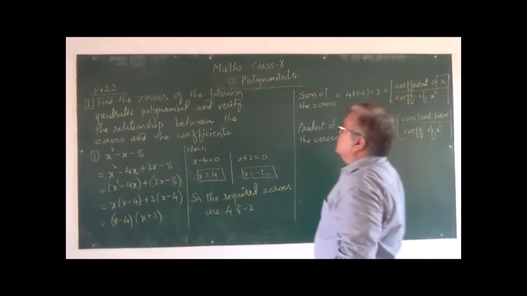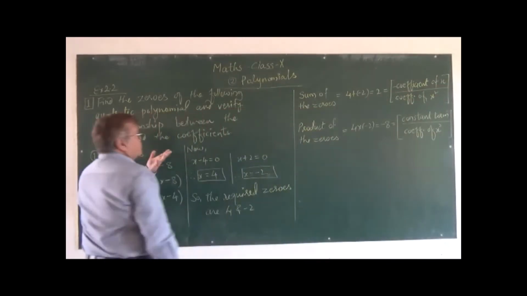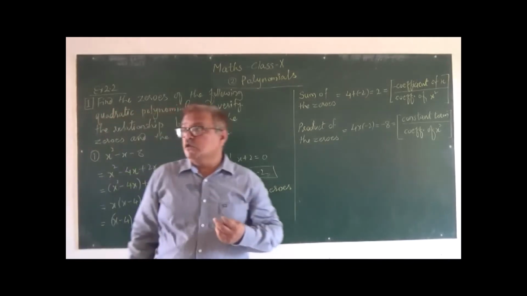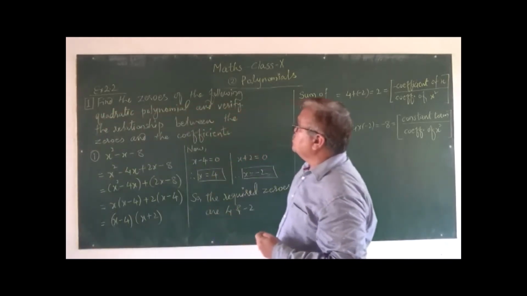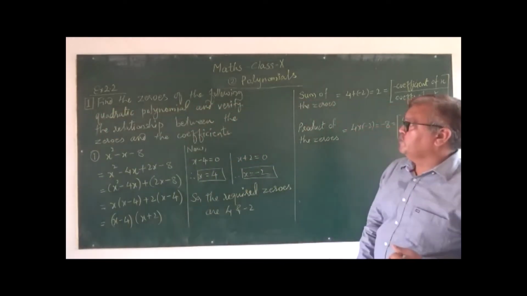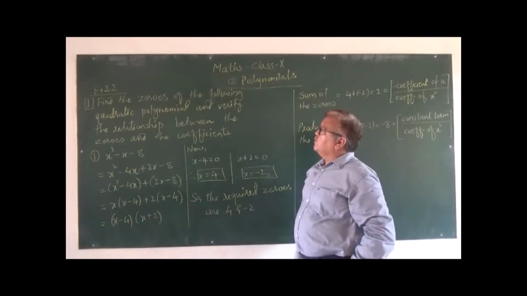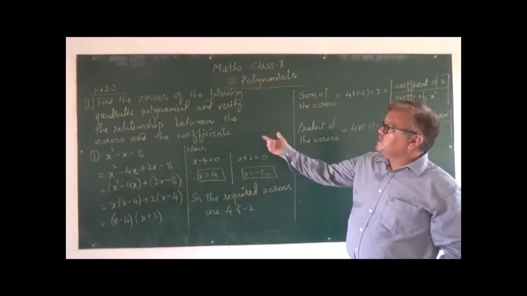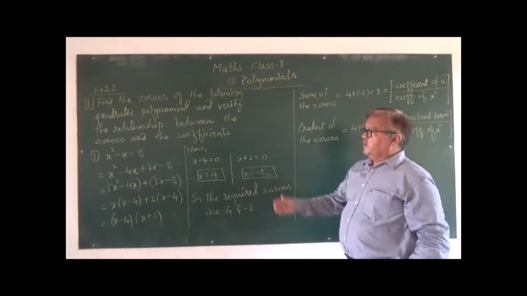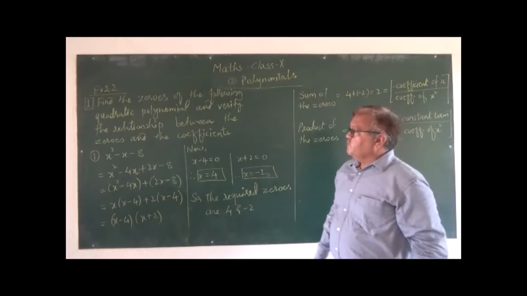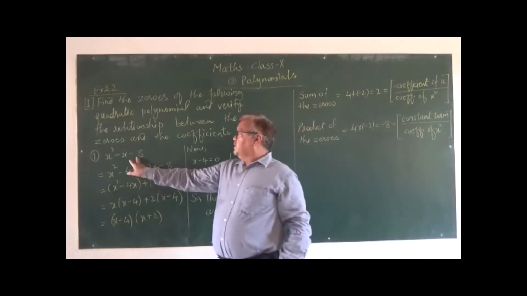Let us see now exercise 2.1. We have seen the theory, the relationship between the zeros and the coefficients of the polynomial. So question first: find the zeros of the following quadratic polynomial and verify the relationship between the zeros and the coefficients. We have seen the theory. Let us see. First one, x square minus x minus 8.